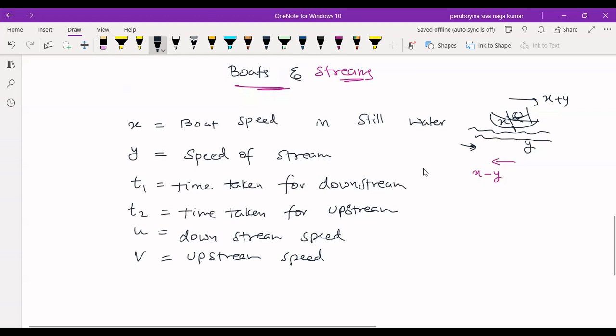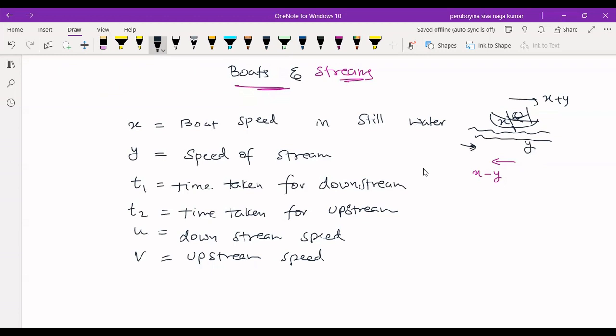Understood all these values? X means boat speed in still water. Y means speed of the stream. T1 is downstream time. T2 is upstream time. What does downstream mean? The boat is moving in the same direction as the water flow. That is called downstream. Upstream means the reverse: the boat is moving in the reverse direction of the water flow. U means downstream speed, that is x plus y. X minus y is called upstream speed V.